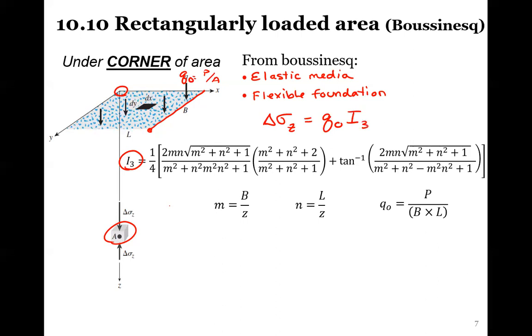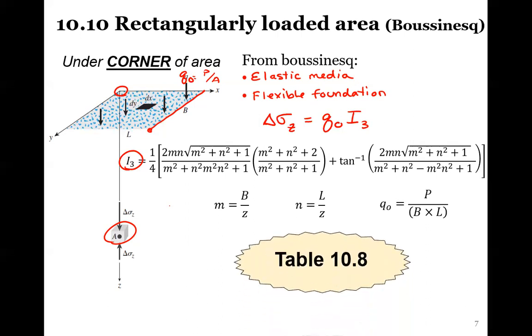And just the way your textbook shows it, this is the third influence factor that they talk about. So that's why they have I3. I kept all the terminology consistent, so when you look in those notes that I uploaded from the textbook, you'll see that it's I3. That's this one here. This is all in table 10.8. I provided some of those tables here, but let's first see what it's a function of. We see here, M is B divided by Z, and N is L divided by Z.